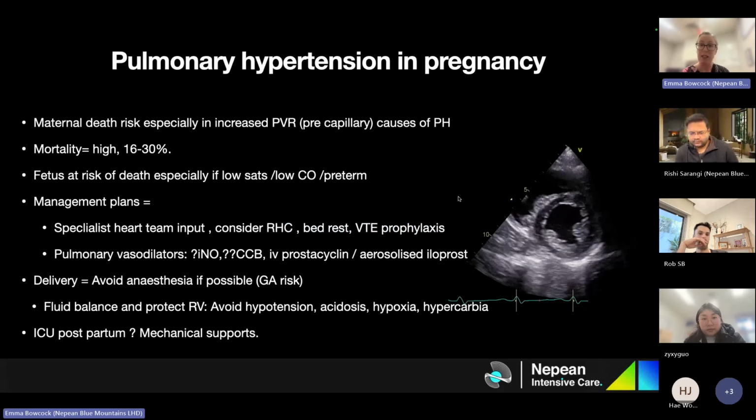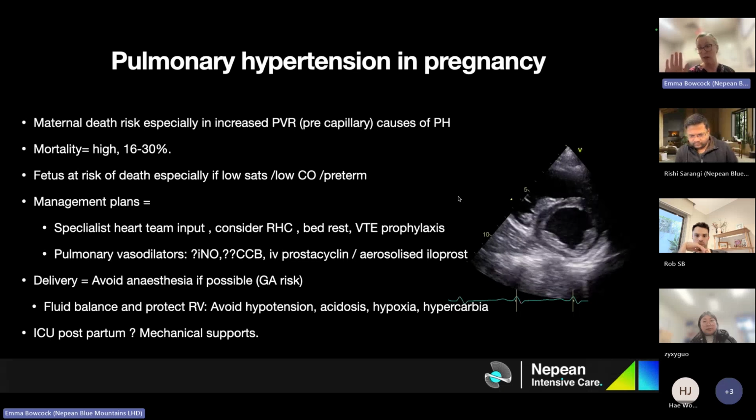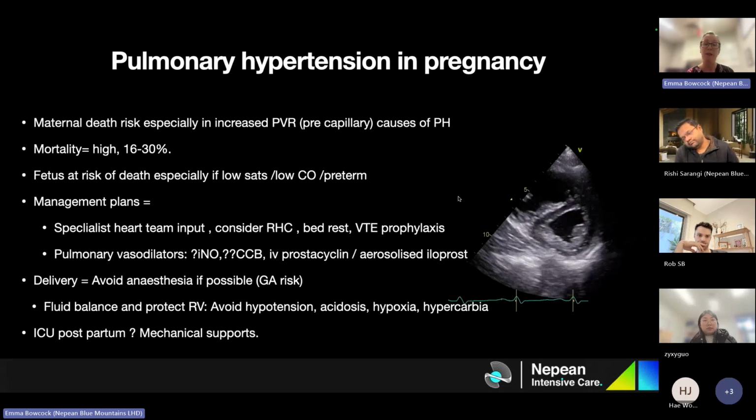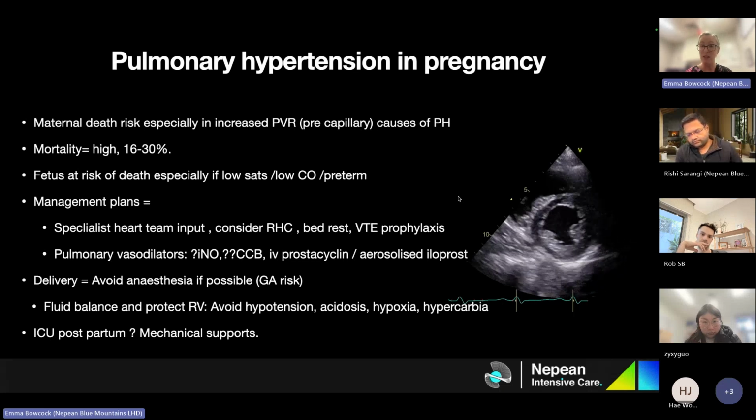Obviously, even with advances in therapy, they're in that WHO risk group 4, which is the most terrible, highest event risk. So between a 40 and 100% chance of a maternal cardiac event in these groups, with precapillary or pulmonary arterial hypertension. As I say, a third of them will die even despite advances in therapy. The fetus is at risk especially if they've got low saturations and a reduced cardiac output, which this lady absolutely has.